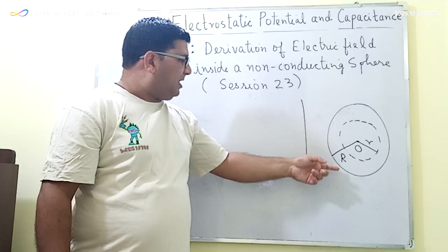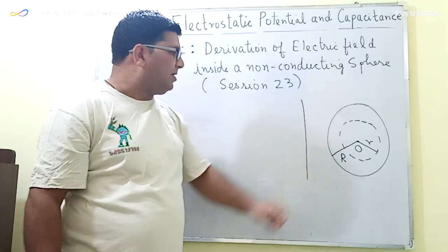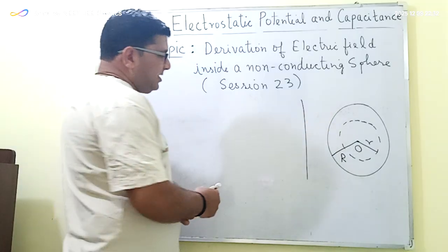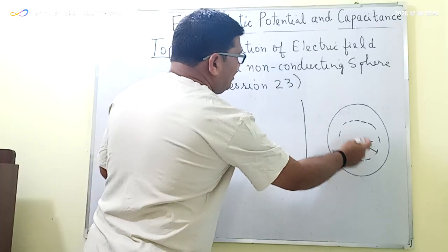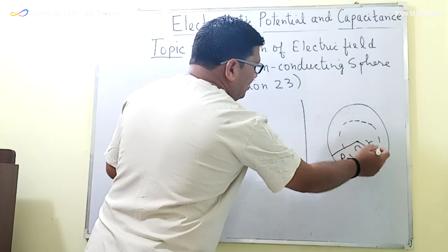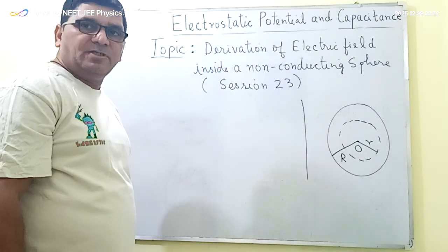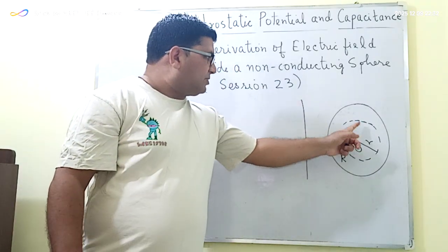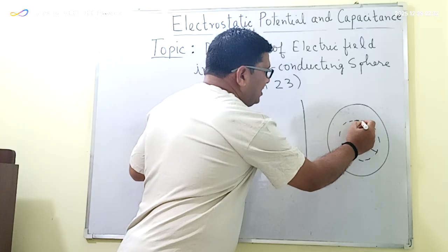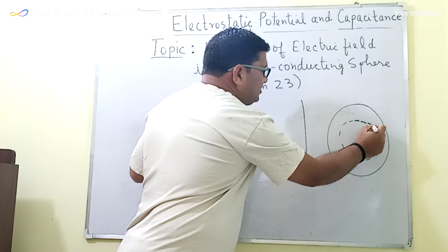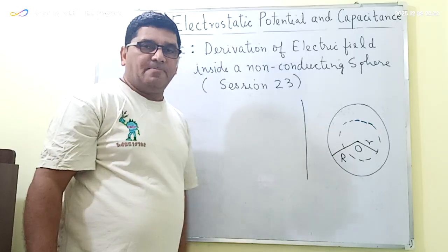Based on this topic, I have drawn one simple diagram. This is a non-conducting solid sphere and its radius is capital R. We have to find the magnitude of electric field at a distance, say small r, from the center of the sphere. This is the surface which I have shown with the help of these dotted lines, which is at a distance of small r from the center.